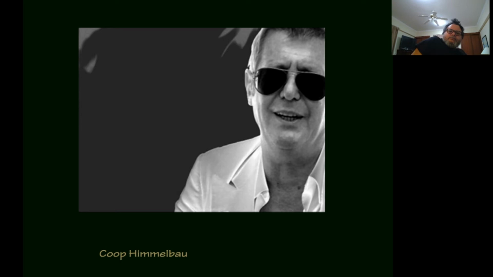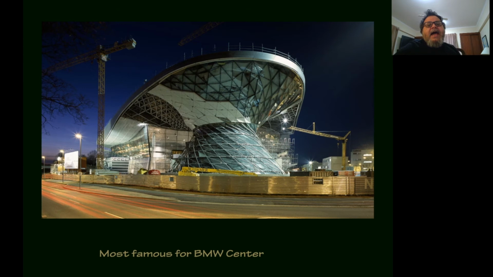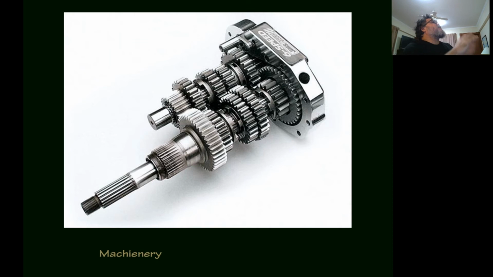This attractive gentleman who needs to button up his shirt is Coop Himmelblau. And Coop Himmelblau, I think he's a Swede? Be Danish. This is his early work, and you can see that he's working on a sort of broken down geometry. But that leads him to this, which is his great masterpiece, which I want to talk about, which is the BMW Center in Munich. And he bases that not on the physical form of cars, but on the physics of what happens inside of them, on the torque and tension and pull that happens inside of a car's engine and drivetrain. That's what Himmelblau's work is about.